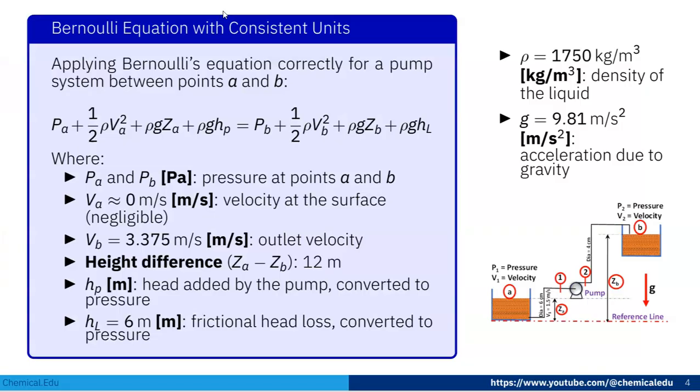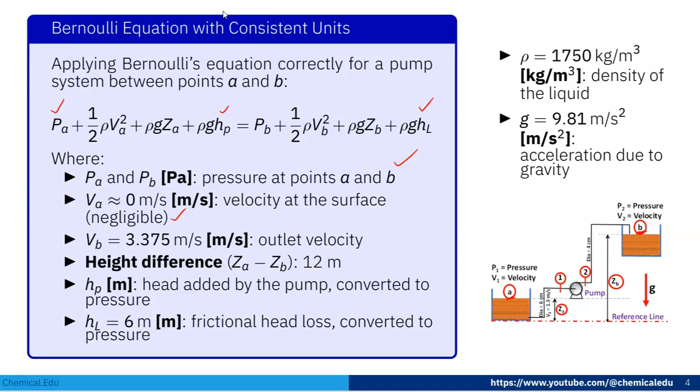Now here I am applying Bernoulli's equation for the pump system between point A and point B. We know that PA plus half rho VA square plus rho g ZA plus rho g HP equals PB plus half rho VB square plus rho g ZB plus rho g HL. Now PA and PB are the pressures at points A and B. VA is 0 because the velocity at the surface is negligible. VB is 3.375 meter per second, the outlet velocity we already calculated.